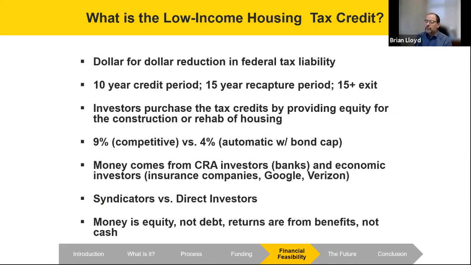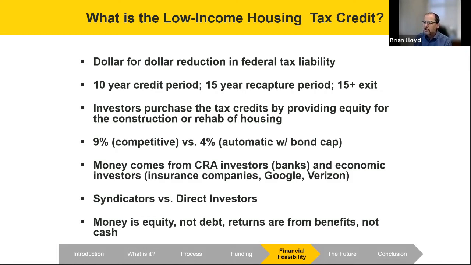So there are two types of tax credit. There's a 9% program and a 4% program. The 9% program is very competitive because it's limited. The 4% program is less limited.